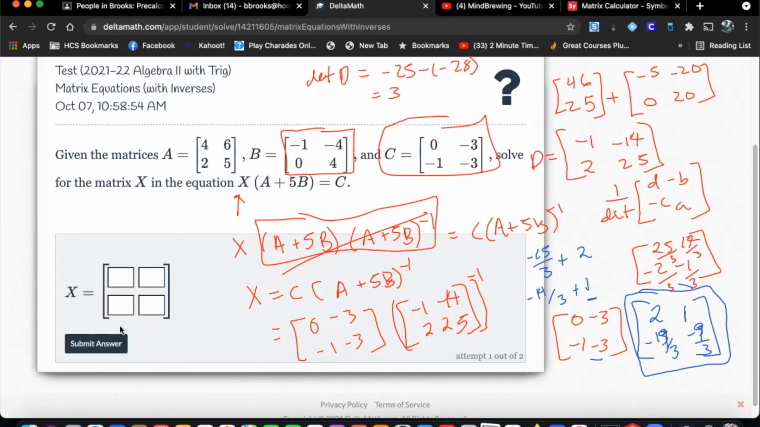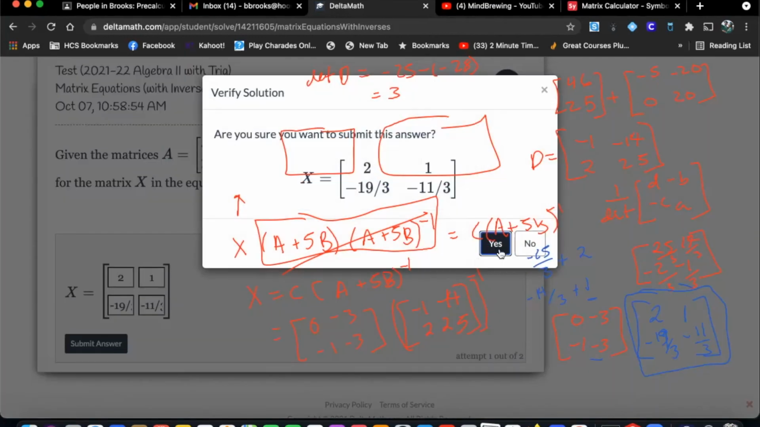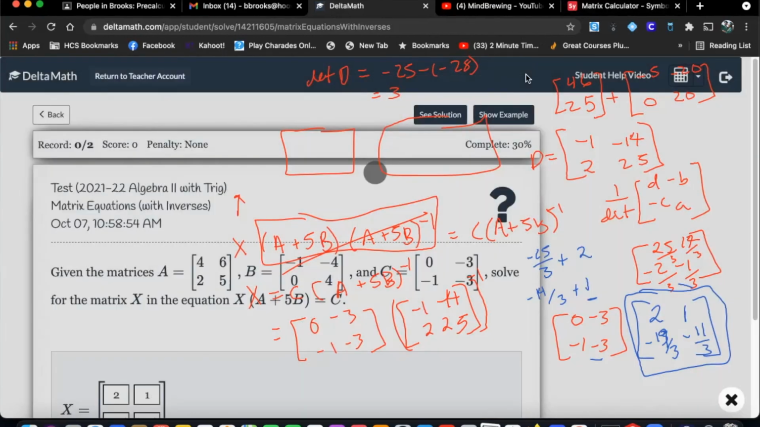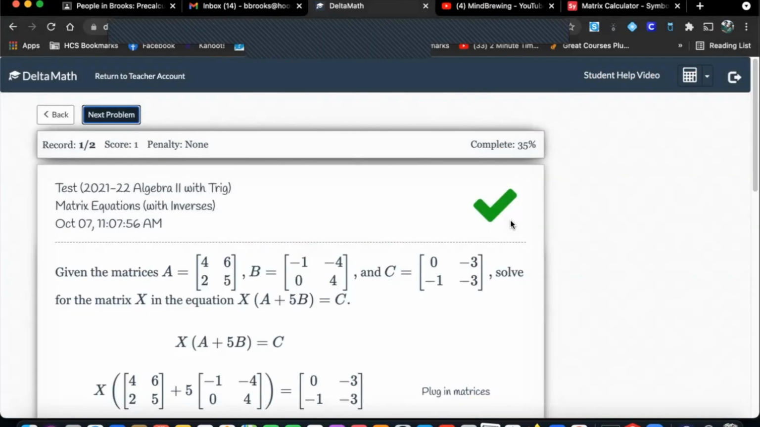Okay, cool. All right, so let's put everything in. So we got 2, 1, negative 19 over 3, and negative. Well, it should be 11. Why did I write 9? Make sure I made it negative. Yep. Submit answer. Yes. And awesome.